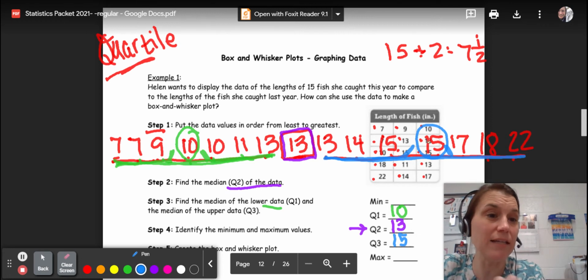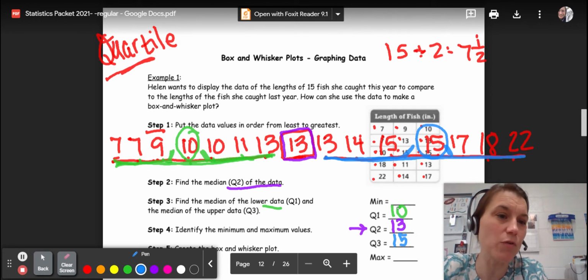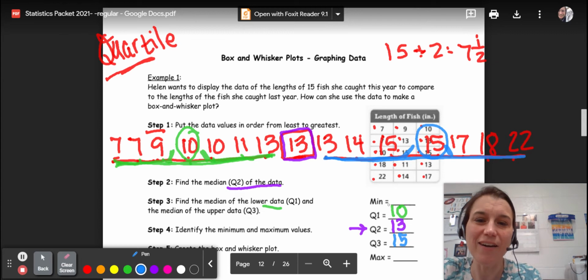And see how 15, now here's how I know I'm doing this right. My numbers should be in order from least to greatest. 10, 13, 15. If your Q1 is bigger than your median, you're not doing it right. Okay, it's just so you know. All right, so we got that.